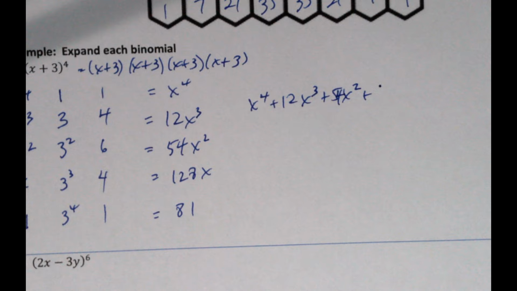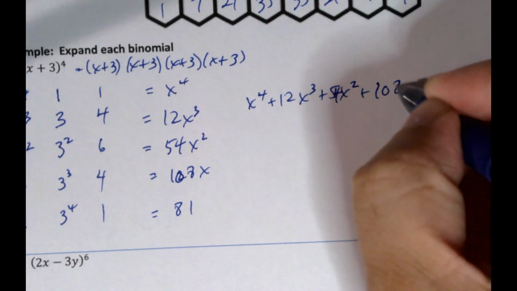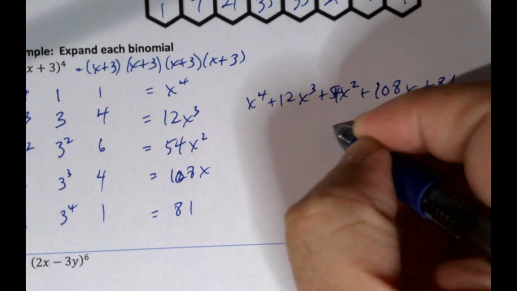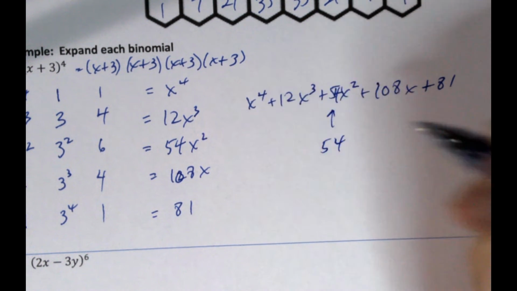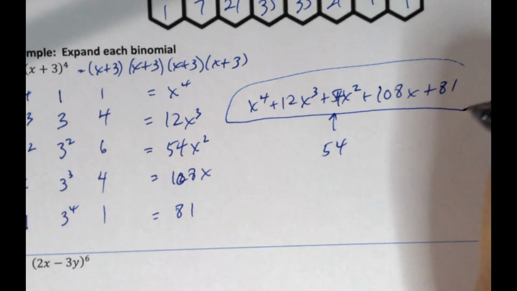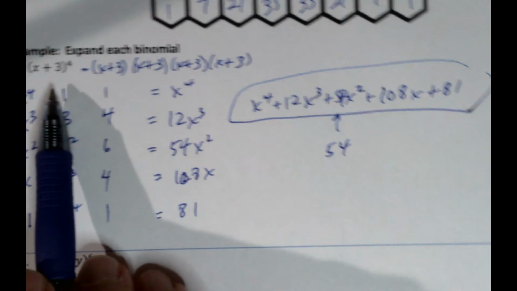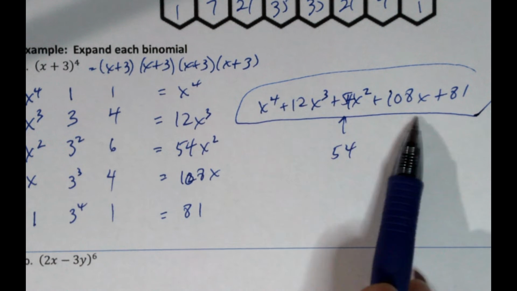27 times 4 is 108, not 128. All right, it should be 108. So it's 108x plus 81. That's a 54, if you can't read that. All right, it says 54 over here. So this is my answer, minus the bad handwriting. All right, so that's what we're looking for. So (x plus 3) to the 4th is equal to this polynomial.